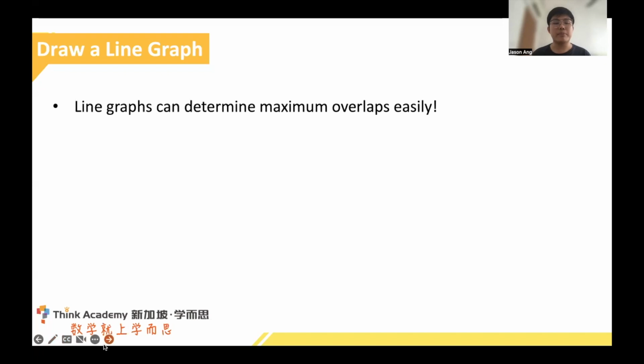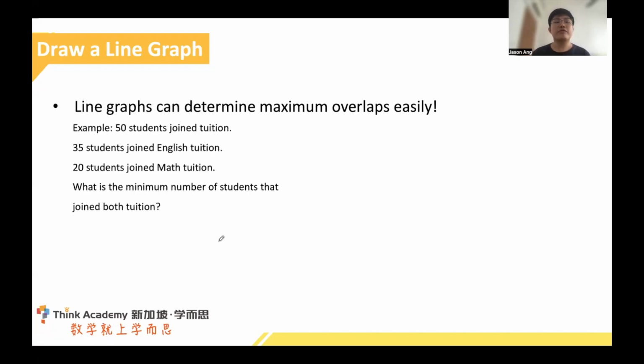Let me give you an example that looks very similar to something that we had from early on. Now, 50 students join tuition, 35 students join English tuition, while 20 students join math tuition. What's the minimum number of students that join both tuitions?